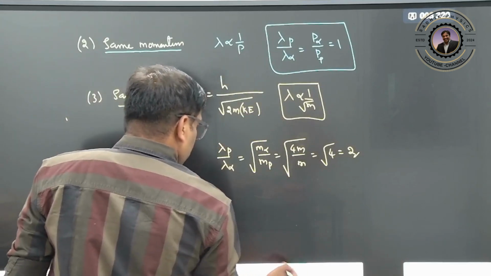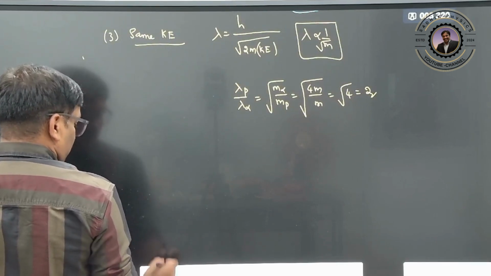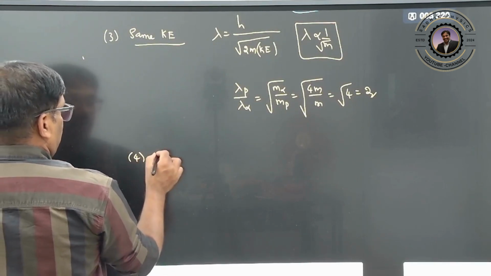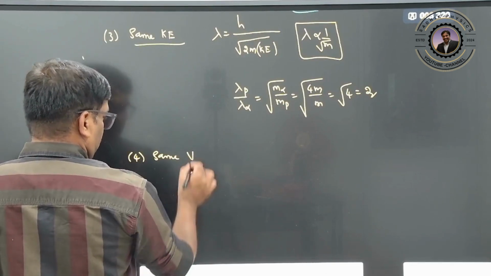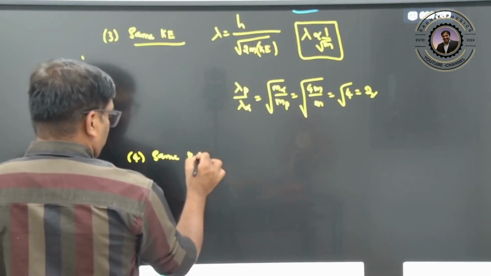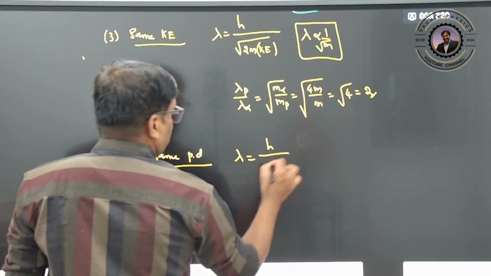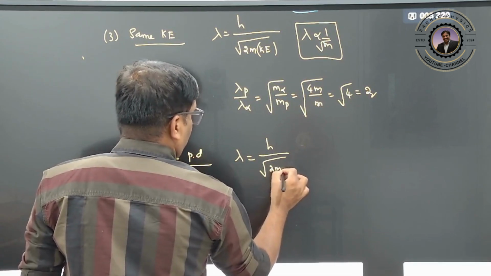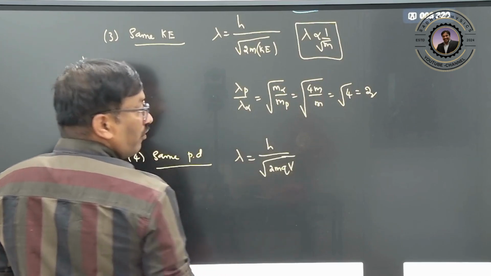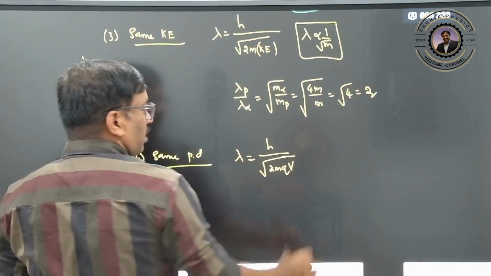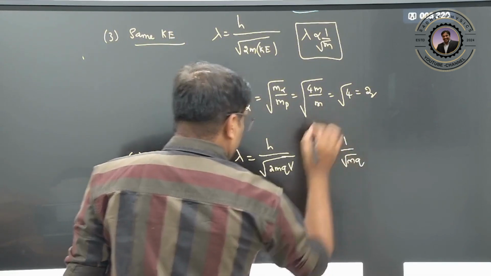Next one, they may ask you one more question. If they are accelerated with the same potential difference, very important. So what is the formula now? h by square root of 2m into q into V. So h is the same, 2 is the same, V is the same. Therefore, the de Broglie wavelength is inversely proportional to root of m and q.